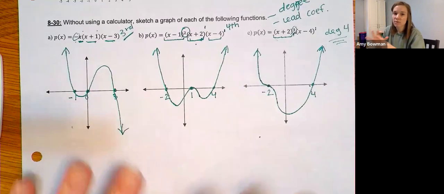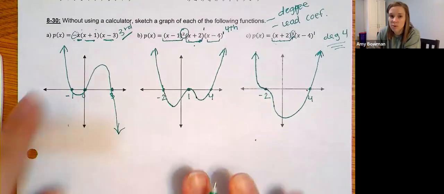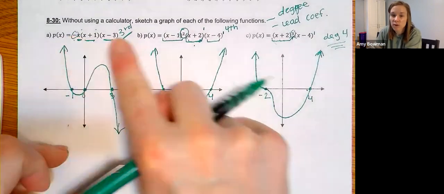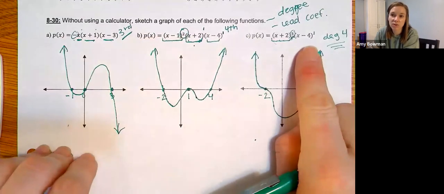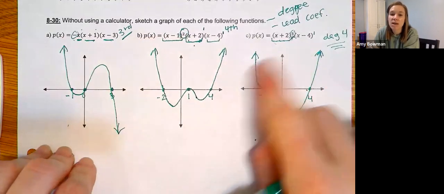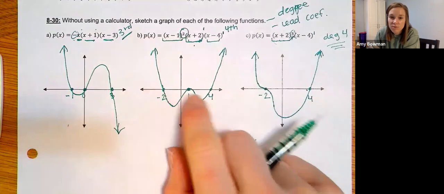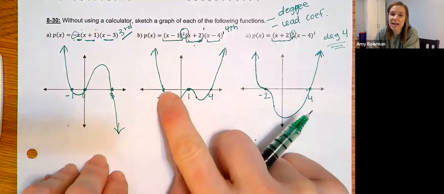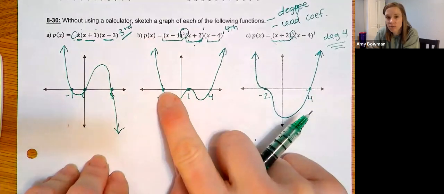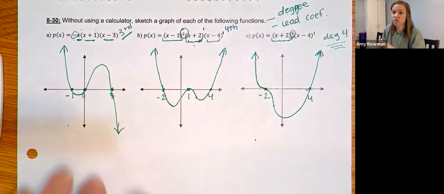So the big takeaway from this section is these last few problems. If you've got this factored form, you guys should be able to tell me the degree of the function, and then what the roots of the function are and what happens at each root, whether or not it crosses through, bounces off, or squiggles through. So that's it for these.